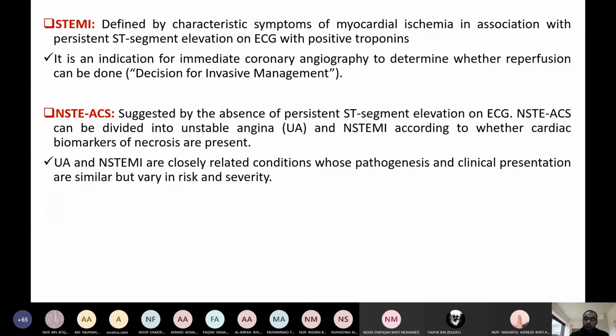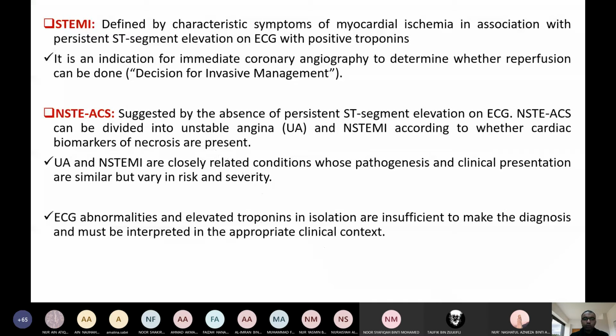So when we talk about ACS, we have 3 clinical conditions: STEMI, non-STEMI, and unstable angina. But as I mentioned, in terms of treatment, there will be 2 treatment approaches, because the non-STEMI and unstable angina are closely related conditions, and all the time are managed the same way, with the same treatment recommendation. And you find in our main references, all the time non-STEMI and unstable angina management together.